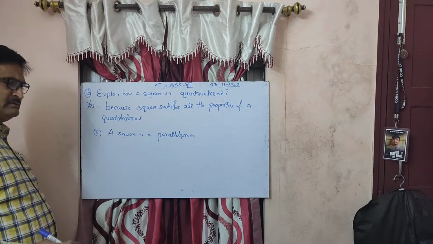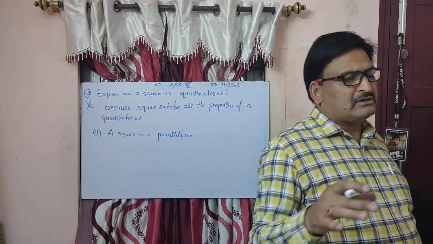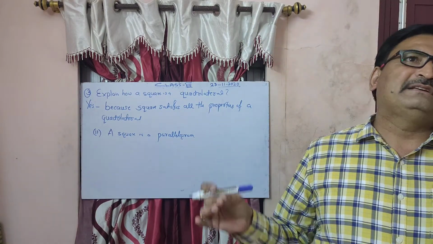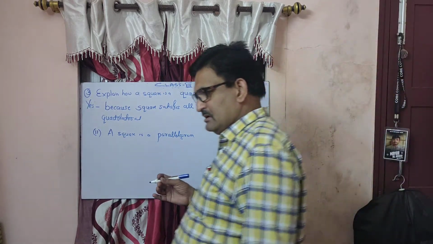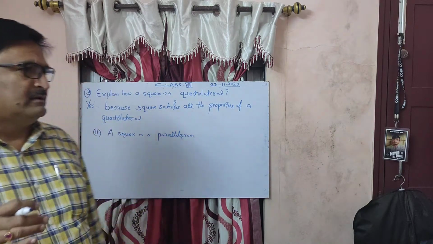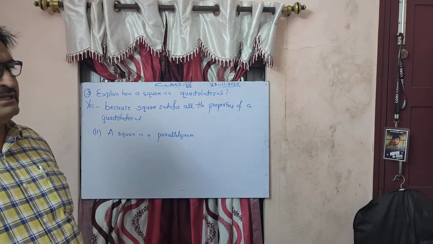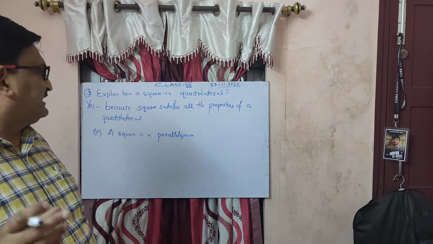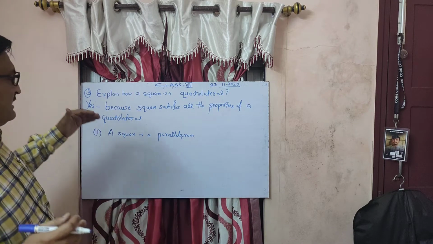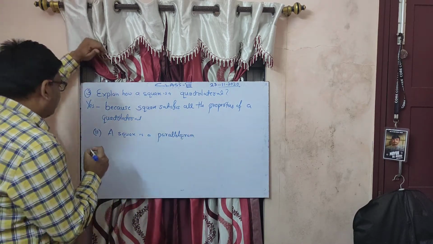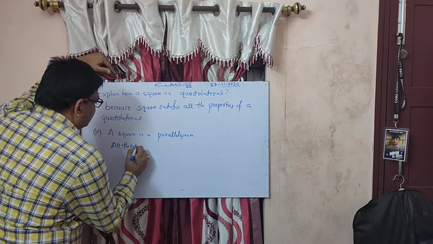I told you when explaining about a square, a square can be a rectangle, but in every case it cannot be a parallelogram. Sometimes. Okay, now let us see. Let us find the properties of a square. What are the properties of a square? All the sides equal.